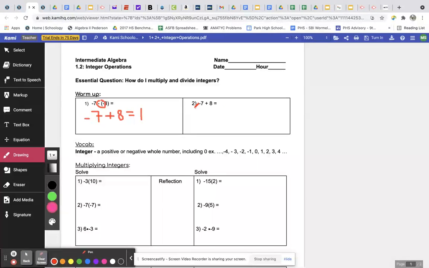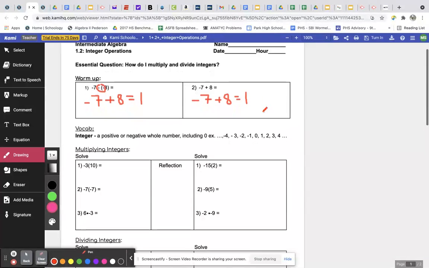Now, on the opposite side, you have -7 plus 8. Oh hey, we just did that. -7 plus 8 right here is the exact same thing. And you go -7 plus 8, right? You add that and you get a +1. So that's just a little bit of review for you.